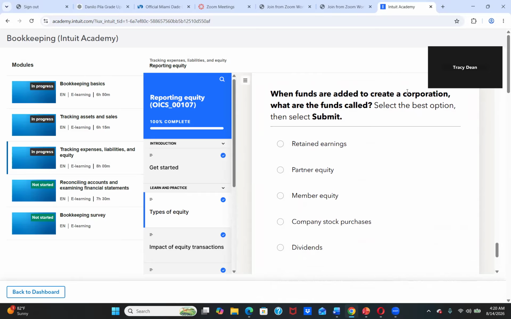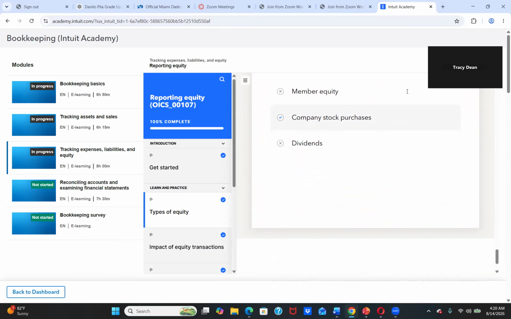Now let's go to the next question. When funds are added to create a corporation, what are the funds called? So we have S corporation, we have C corporation. What would they have? They would have what we call company stock purchases.